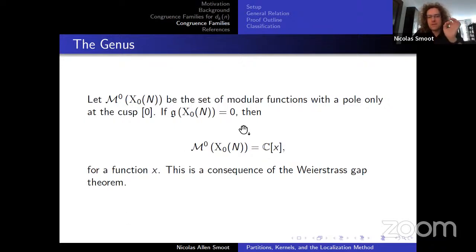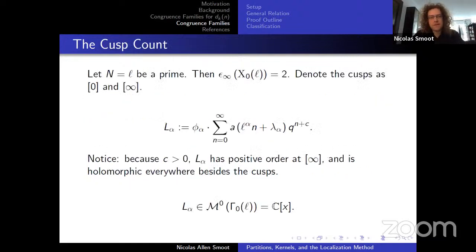And the genus is 0, then it turns out the set of all these functions with a pole only at the 0 cusp is just a polynomial ring, C[x] for some function x, that's a Hauptmodul. And I won't go into why this is true, but it's a very, very deep result.